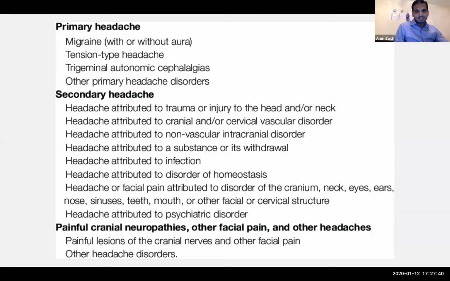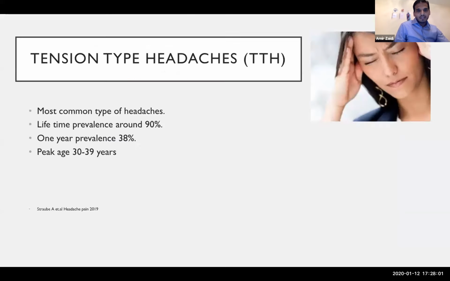primary headache disorders. And there is a list of secondary headache disorders, depending upon which part of the head is affected, vessels are affected, or due to infections, or due to other disorders going on in the rest of the body, like malignancies, like problems with the homeostasis and so on. So I'm going to talk about the common types of headaches.